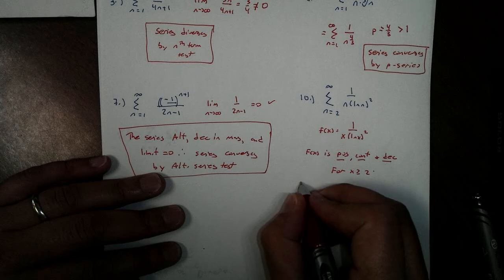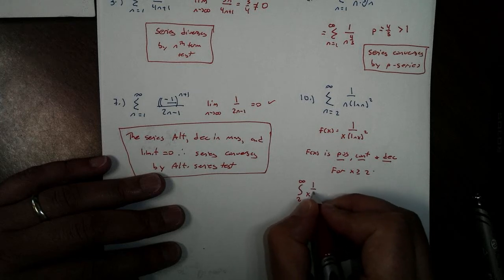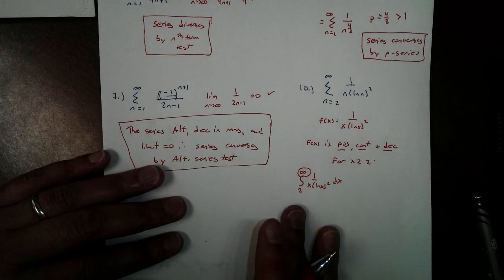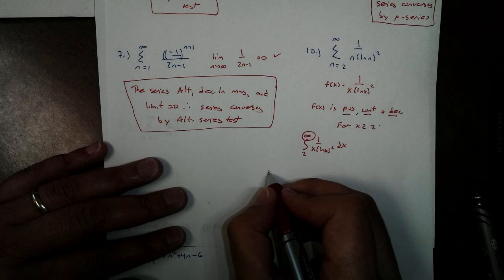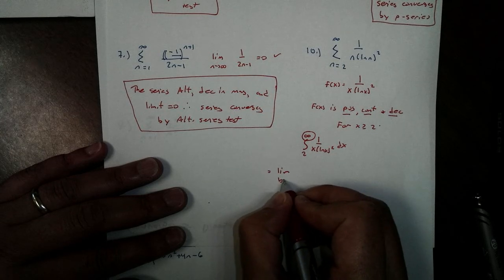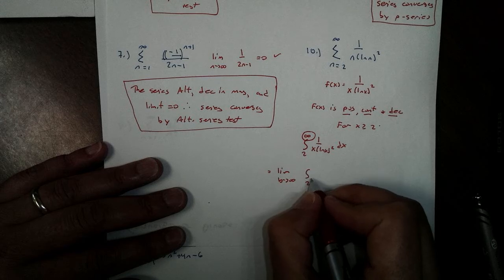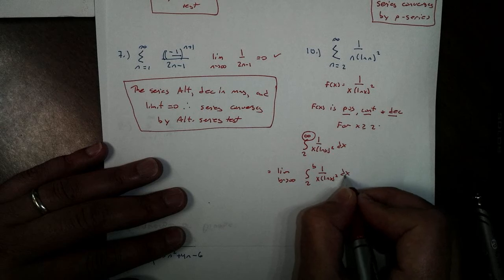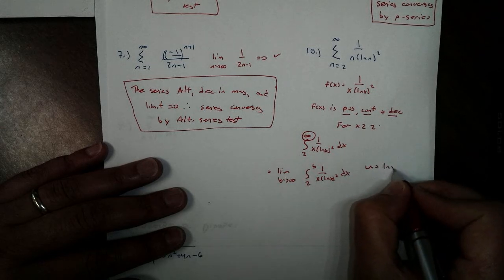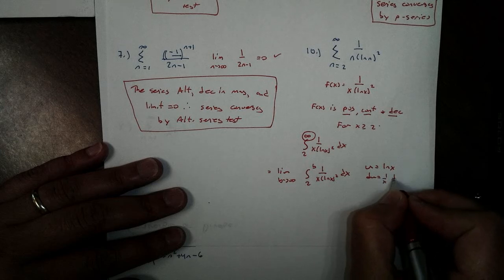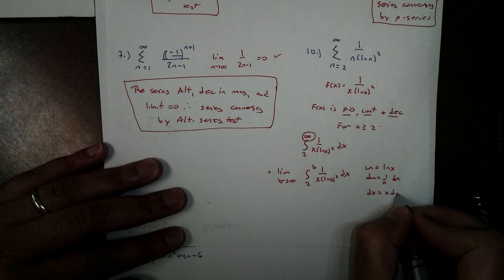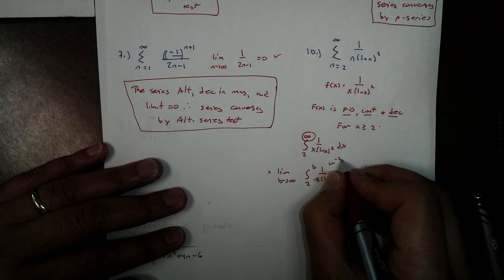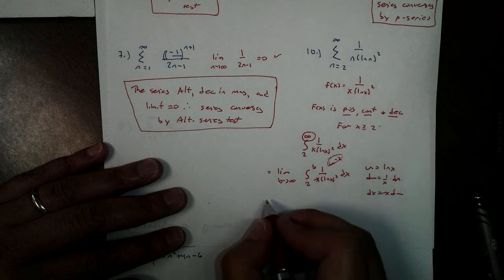This is going to go from 2 to infinity, 1 over x times natural log of x squared dx. This is improper, which is why we don't like the integral test. So I've got to rewrite this: the limit as b goes to infinity, from 2 to b, 1 over x natural log of x squared dx. Using u substitution, u is natural log of x, du is 1 over x dx, giving me dx is x du. Of course, these x's will cancel, and what we're left with is u to the negative 2. So I'm going to write that up here so I can integrate that a little quicker.